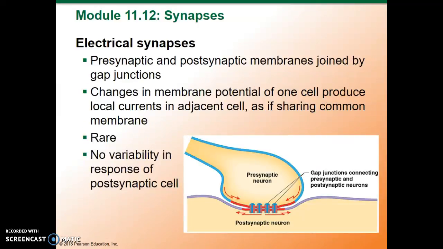An electrical synapse occurs in the heart, and these cells, both the presynaptic and postsynaptic cells, are joined together by gap junctions. And the changes in the membrane potential of one cell produce a local current in the adjacent cell, and it is just as though they are sharing a common membrane.